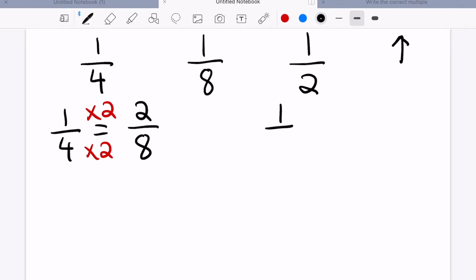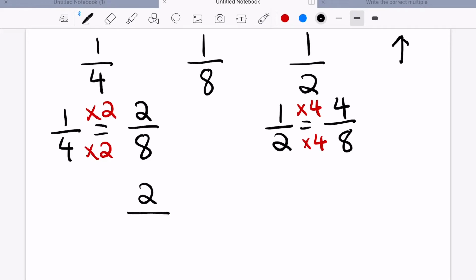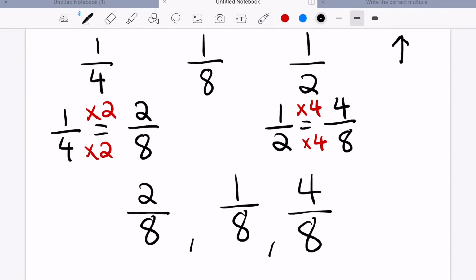All right, 1/2 is equal to something over 8. Times 4, times 4. 4 times 1 is 4. So now we have 2/8, 1/8, and 4/8. So going up, we have to arrange them in ascending order. So how do we write it? We're going to write 1/8, 2/8, and 4/8. All right?